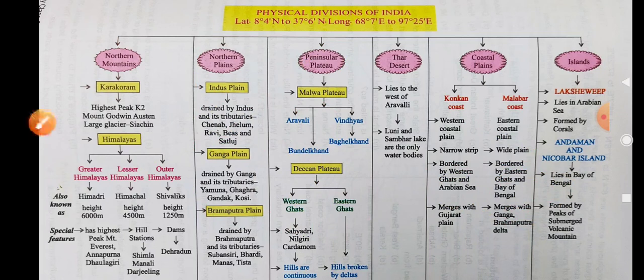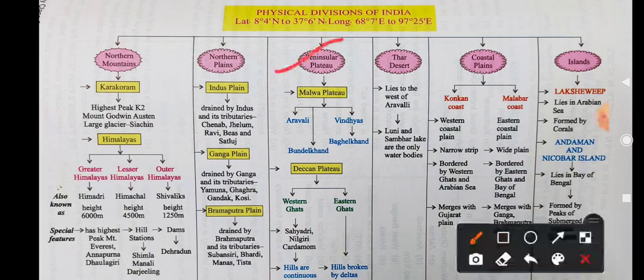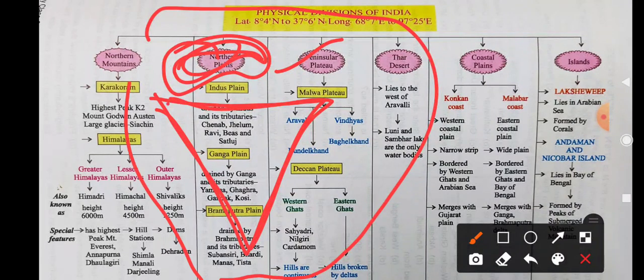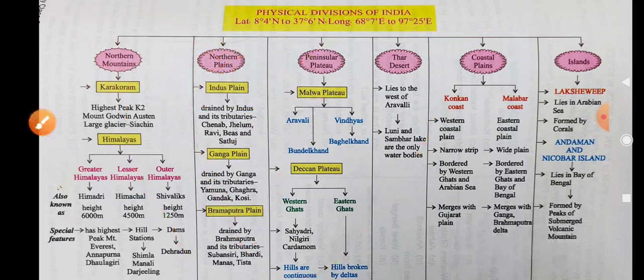Next one is the peninsular plateau. Plateau, you know, is the very largest plateau. It is the Deccan plateau. But before this, there is also the Malwa plateau. So the above one is the Malwa plateau, and then this triangular part in India is called the Deccan plateau.